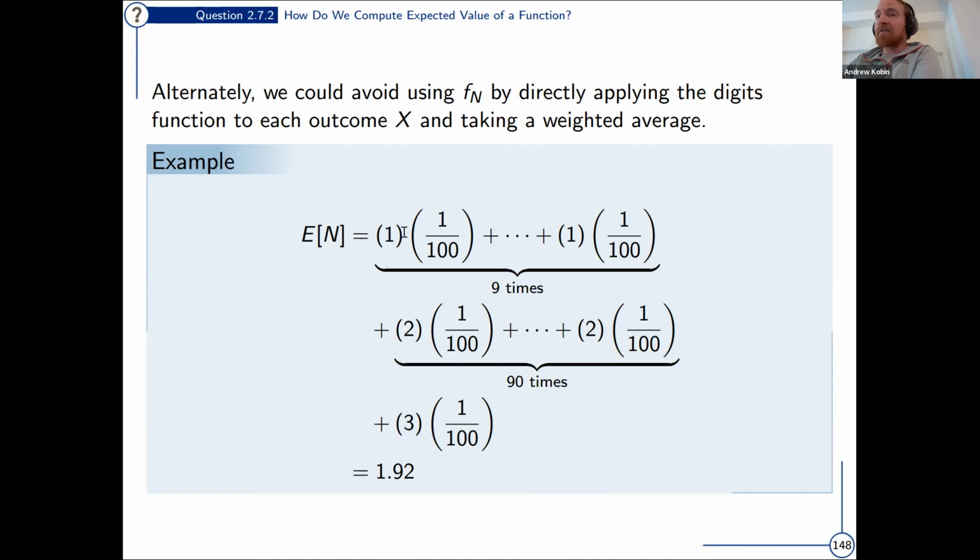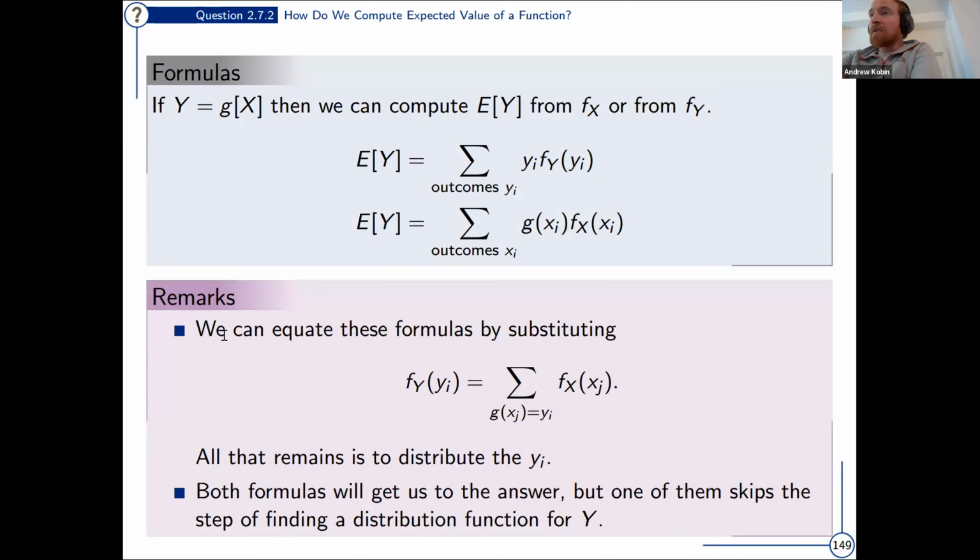And the reason is that this is really just breaking out each of the probabilities on the previous slide into a sum over all possible X values that determine those N values. We should be a little more efficient about this though. So if Y is a function of X, we can write it as Y equals g(X), to mean a function of capital X.